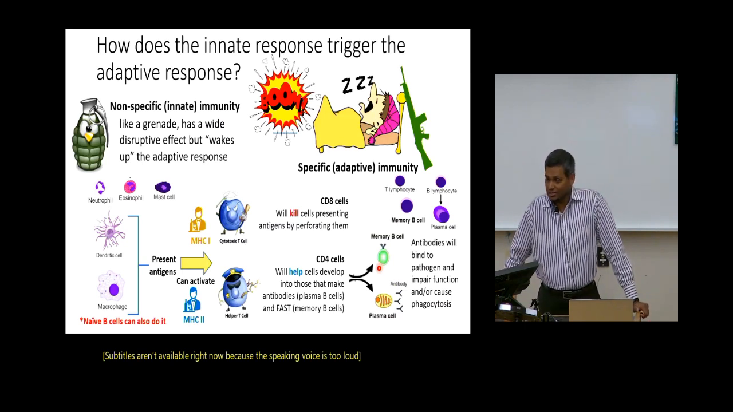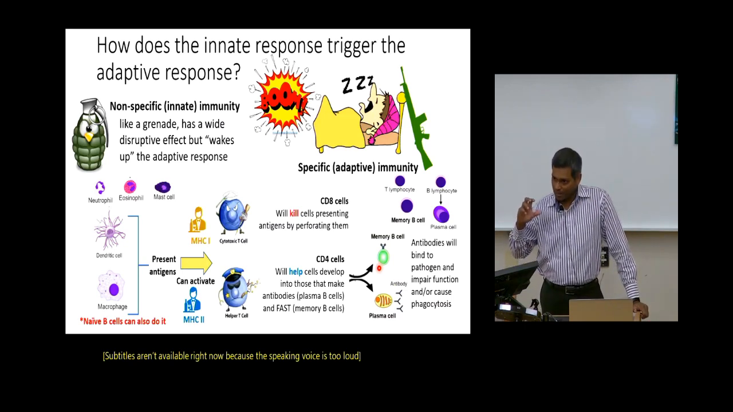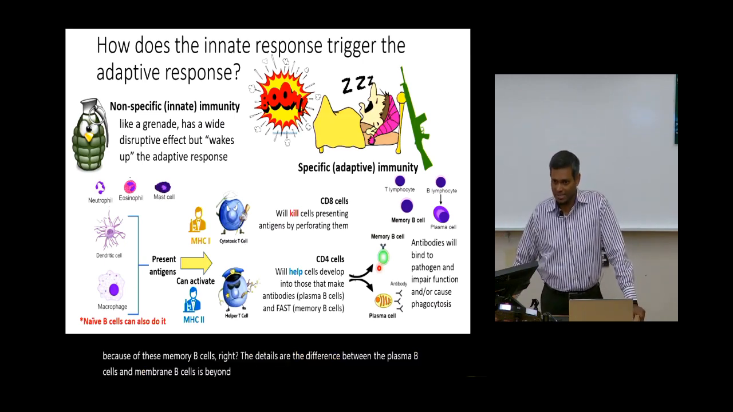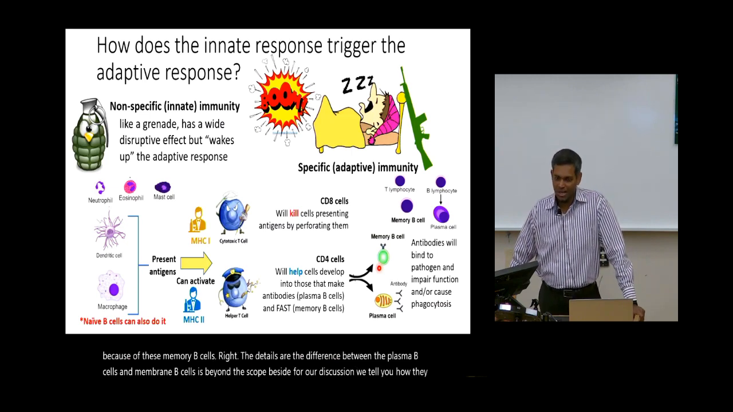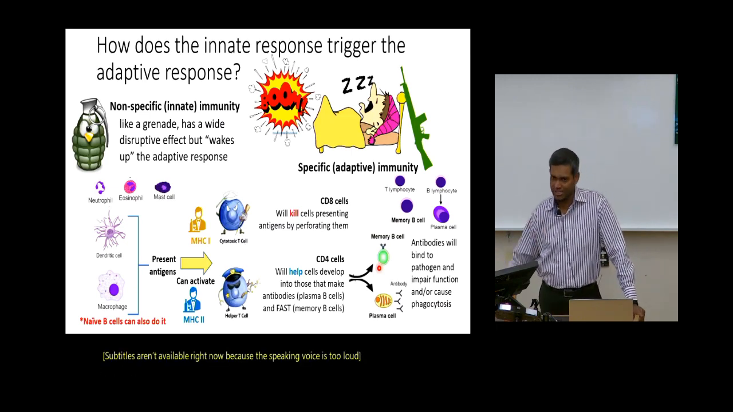The details on the difference between the plasma B cells and memory B cells is beyond the scope of our discussion. I can only tell you how they differ functionally, but in terms of structure and the types of proteins being expressed on their surface, it's beyond the scope of our discussion.